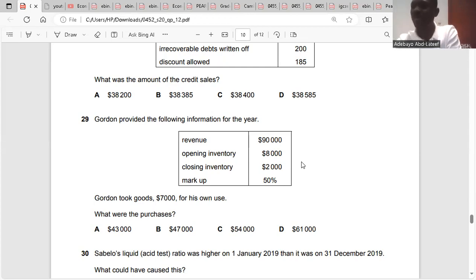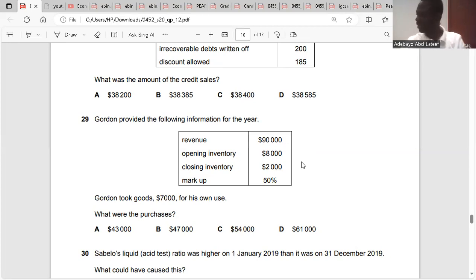Now, our opening inventory minus goods for own use is 1,000. So that is what you add to your purchases, making 61,000. Is it clear? So the answer is 61,000.